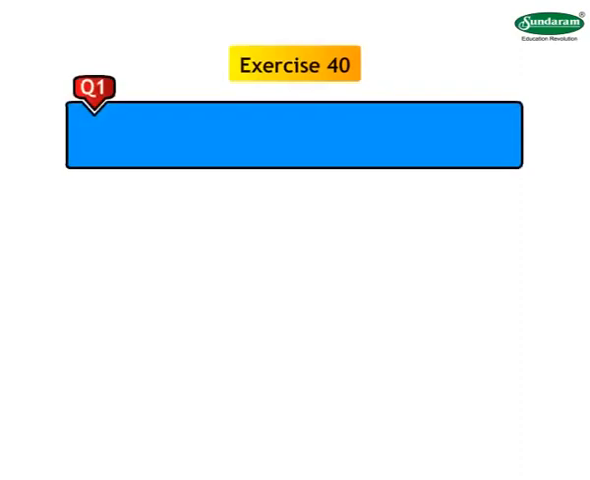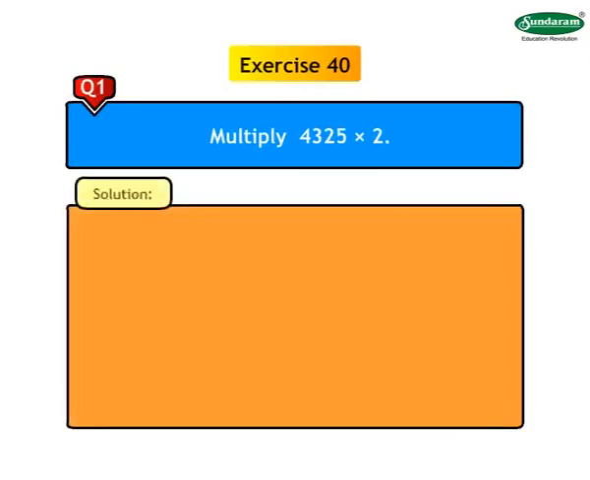Let us multiply a 4-digit number by a 1-digit number from Exercise 40. Question 1. Multiply 4,325 into 2. Solution. Arrange the multiplicand 4,325 and multiplier 2 vertically.